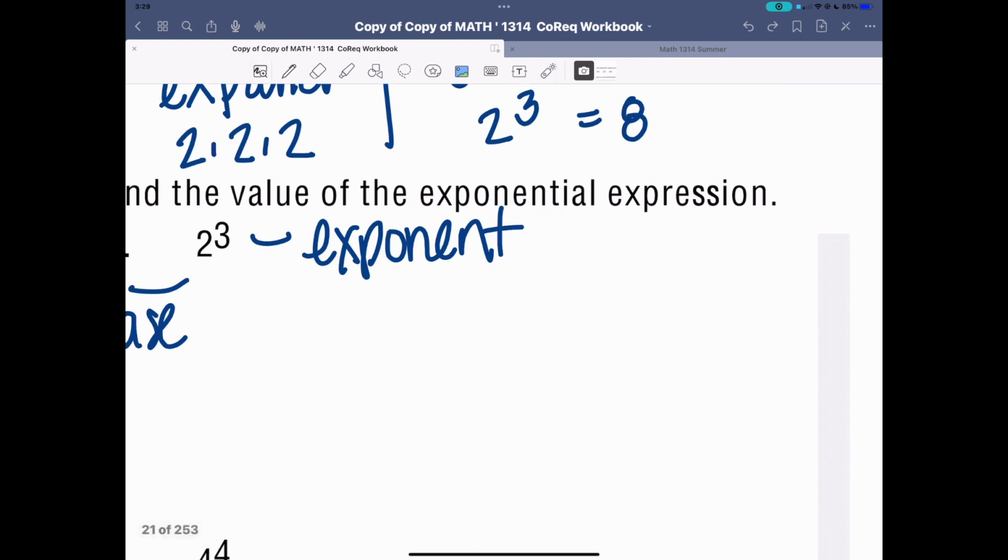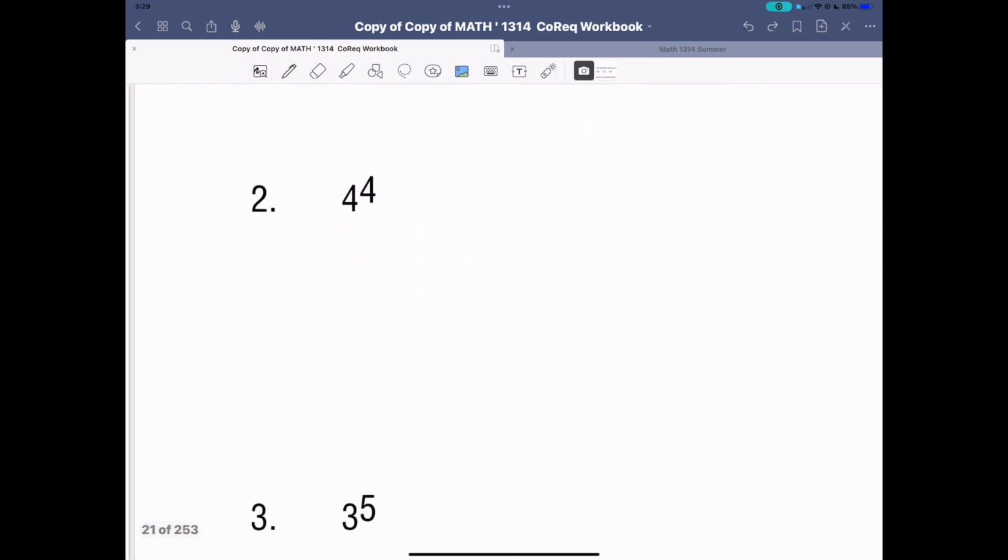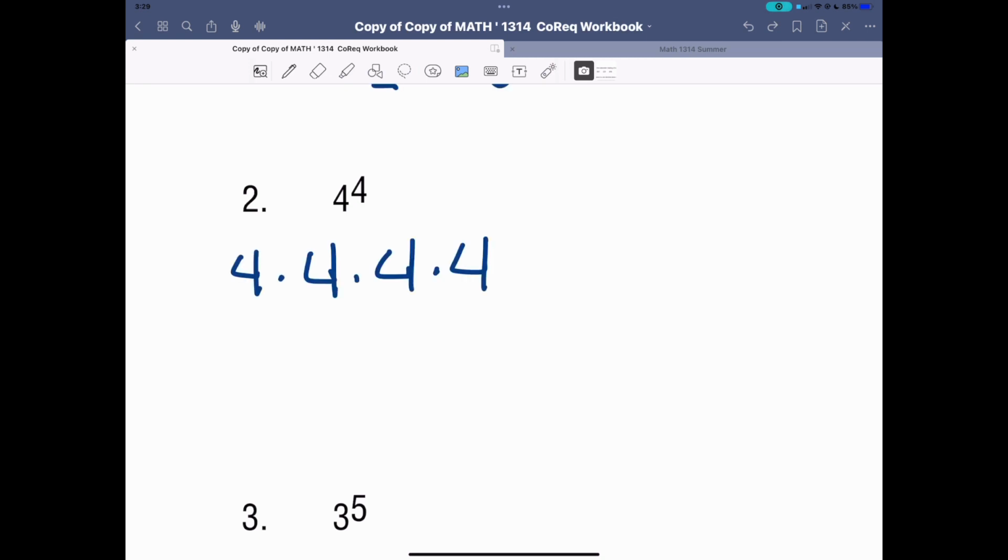Okay, so for number 2, we have the base of 4 raised to the exponent of 4. So when we expand this, we get 4 times 4 times 4 times 4, or 4 to the 4th, which is going to give us 256.